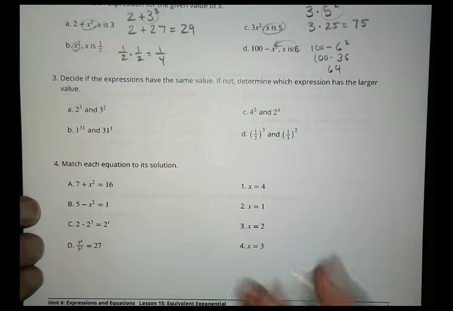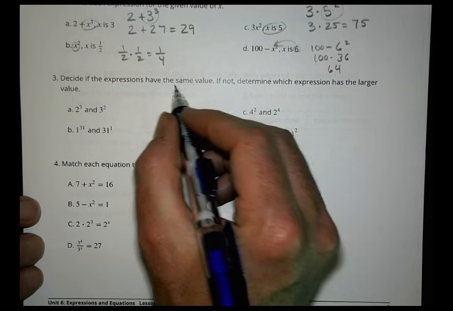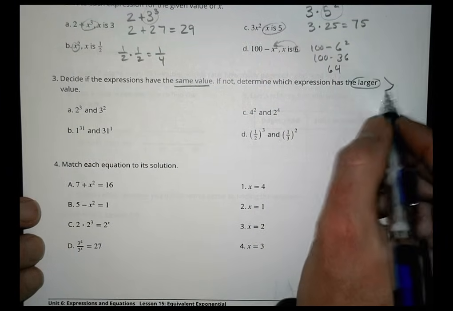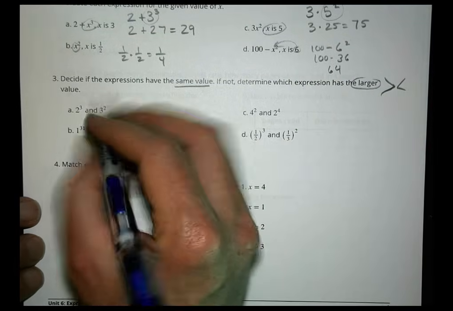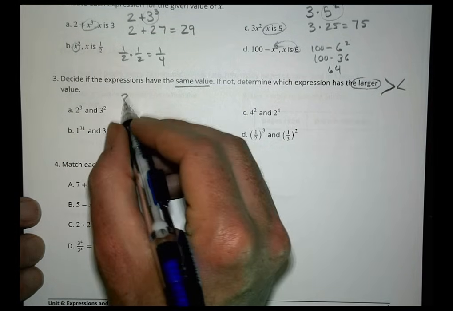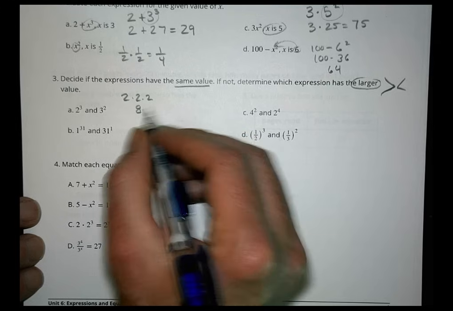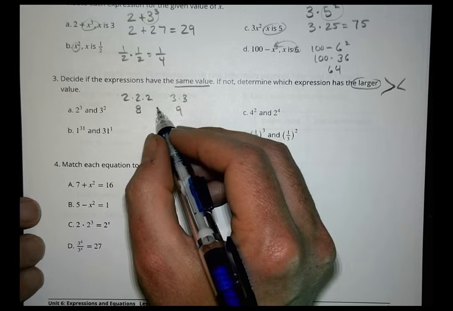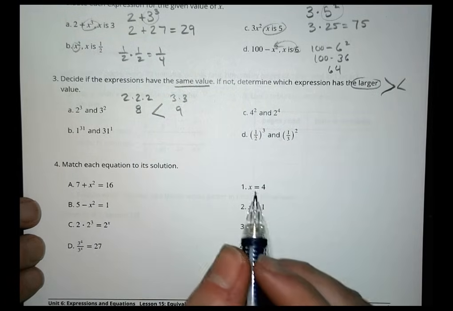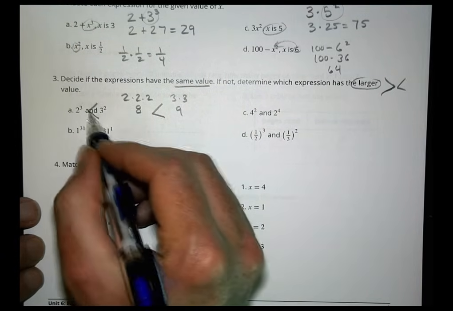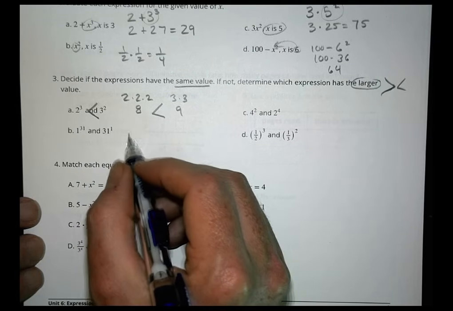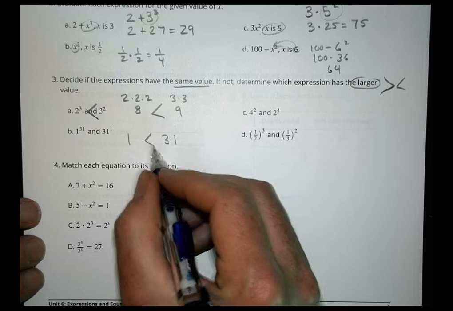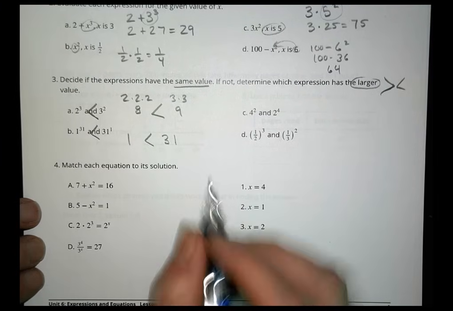All right, number 3. We're going to decide if the expressions have the same value, and if not, determine which expression has the larger value. Okay, using greater than, less than, we'll try that. So 2 to the third is 2 times 2 times 2, which is 8. 3 squared is 3 times 3, which is 9. So they're not equal, and this one happens to be bigger. Okay? The next one, 1 to the 31st is simply 1, and 31 to the first power is 31. So this one's larger, so they're not equal.